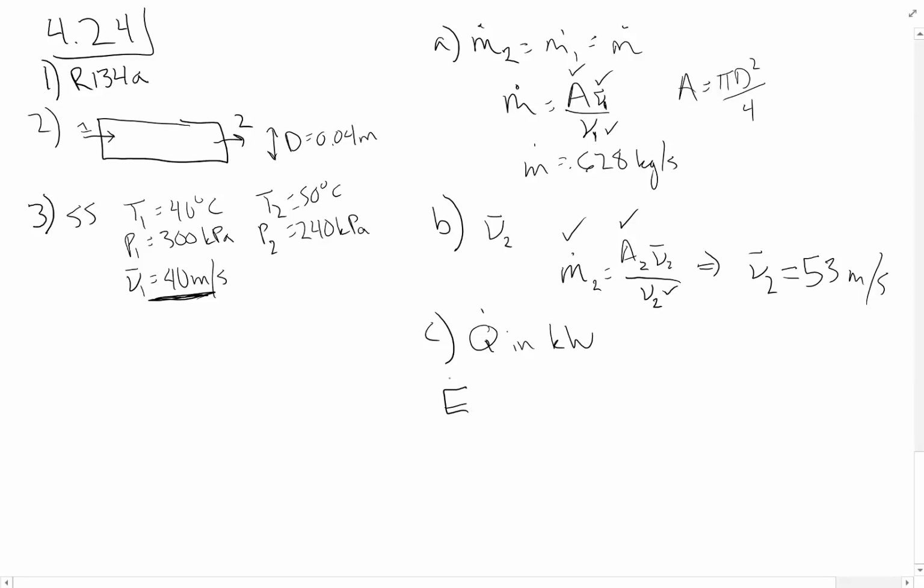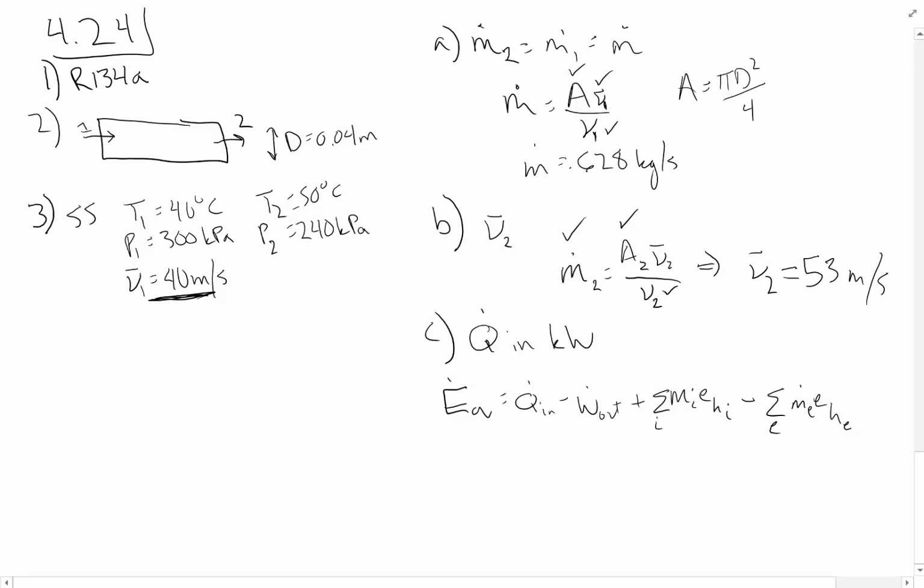Energy balance equation says E dot CV is equal to Q dot in minus W dot out plus the sum over the inlets of the mass flow rate times the flow energy. Remember, flow energy was equal to enthalpy plus kinetic plus potential, minus the sum over the exits of the mass flow rate times the flow energy.